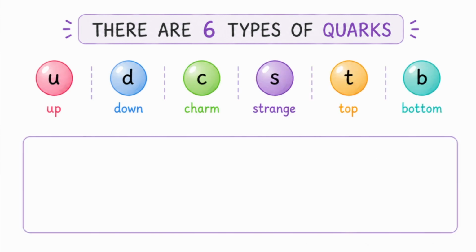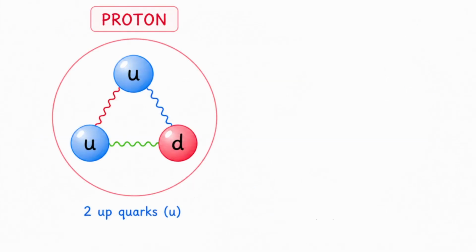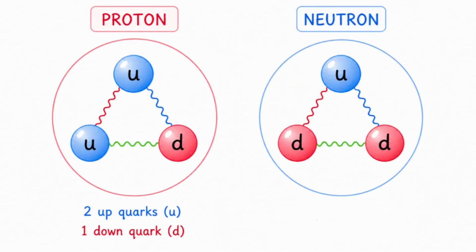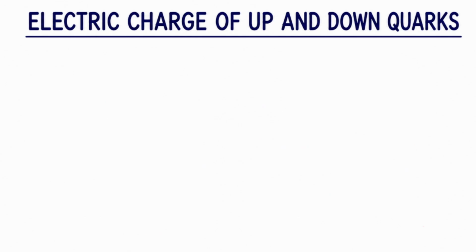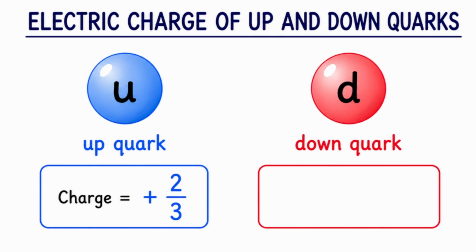However, all ordinary matter around us is made primarily from just 2 of these, the up quark and the down quark. A proton consists of 2 up quarks and 1 down quark. A neutron consists of 1 up quark and 2 down quarks. Now, here's where the math gets beautiful. An up quark has a positive charge of 2/3, while a down quark has a negative charge of 1/3.